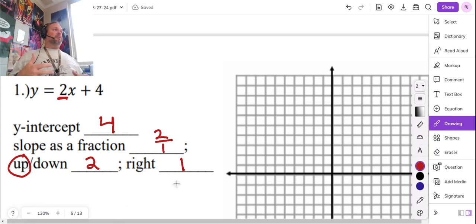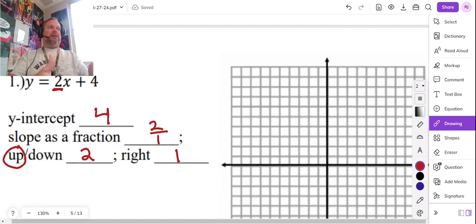All right. So I'm going to go 1, 2, 3, 4. There's my point. I go to the right 1, I go up 2. Now, if you went up 2 and to the right 1, it would be in the same spot. It wouldn't matter. You only really need 2 points. Some people do 3. And then you would connect your line.